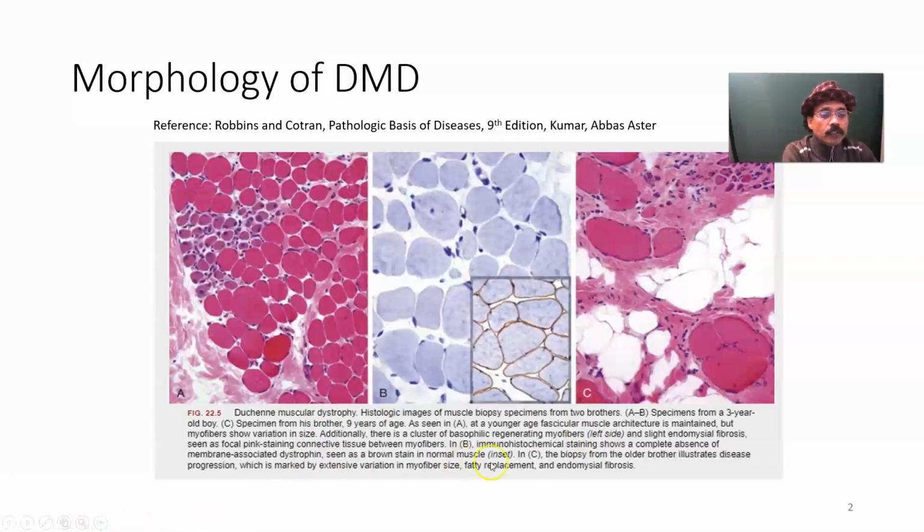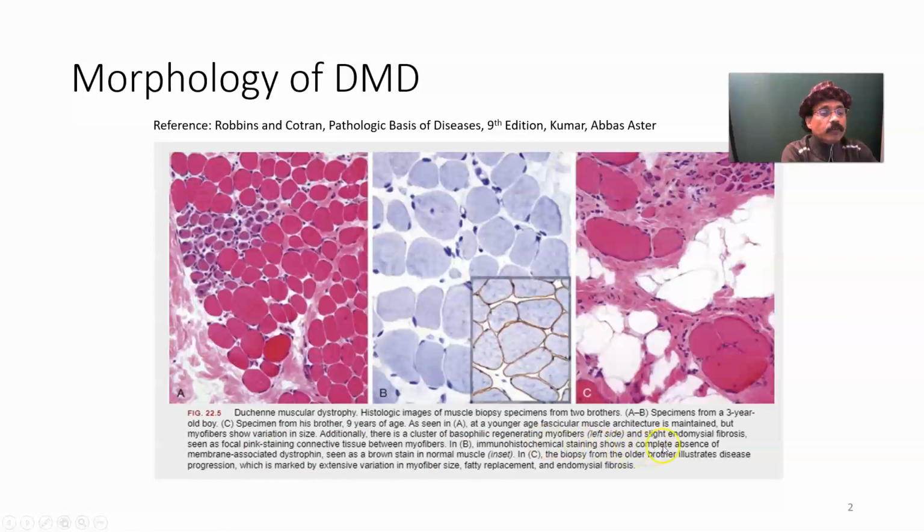This continues, but eventually there will be degeneration and slight endomysial fibrosis. We have fibrosis around the muscle, endomysial fibrosis, seen by focal pink staining connective tissue between the myofibers. We got that here.